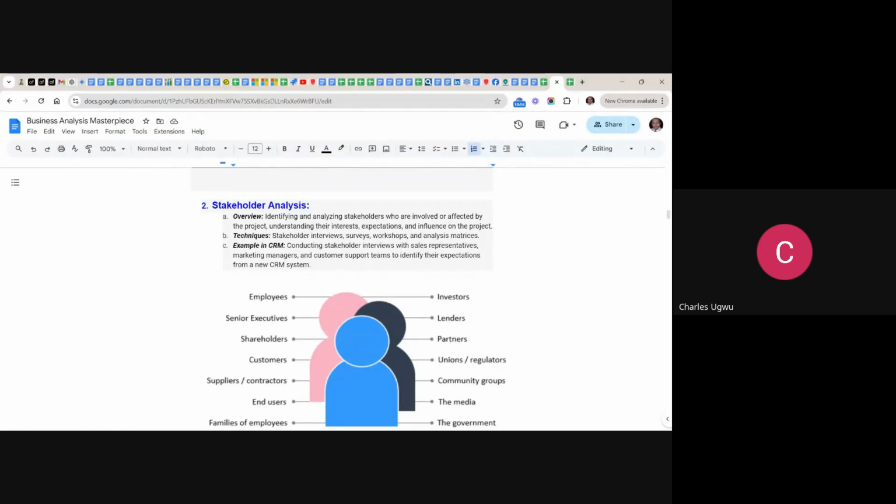So identifying and analyzing stakeholders who are involved or affected by the project, understanding their interests, their expectations, and their influence on the project. This is what you need to do at every point. Make sure that you have a good understanding of stakeholders' expectations. There's something they expect from a project. I've worked with so many business analysts and project managers in the past. They do what they want, not what the stakeholders want, and that is very bad.